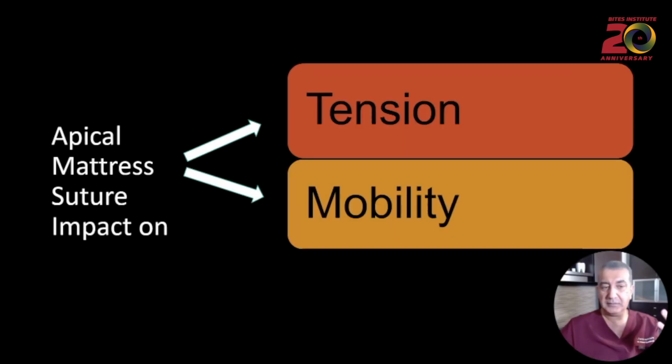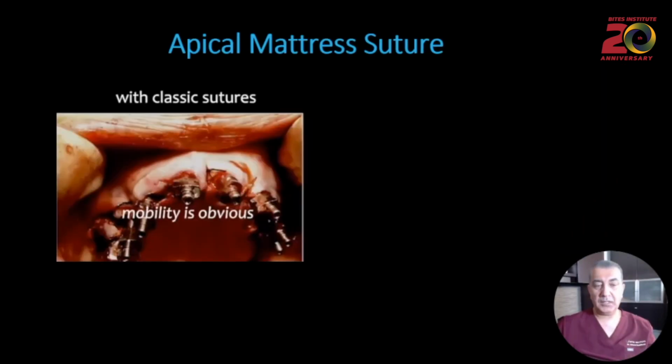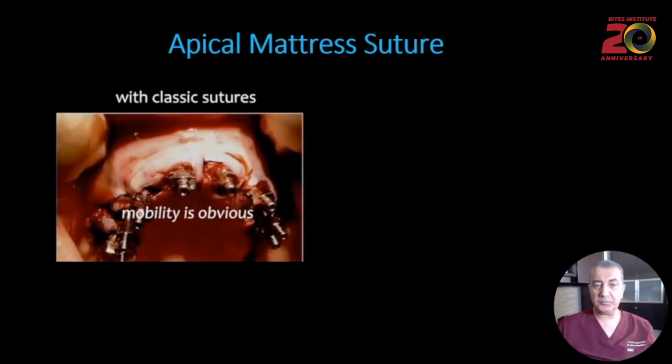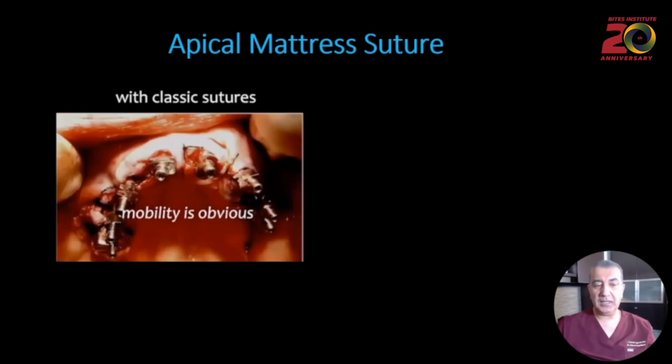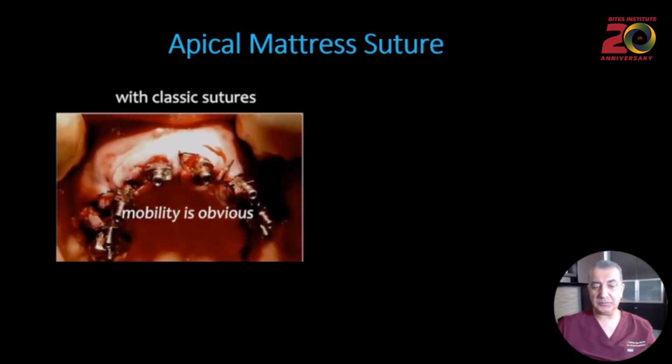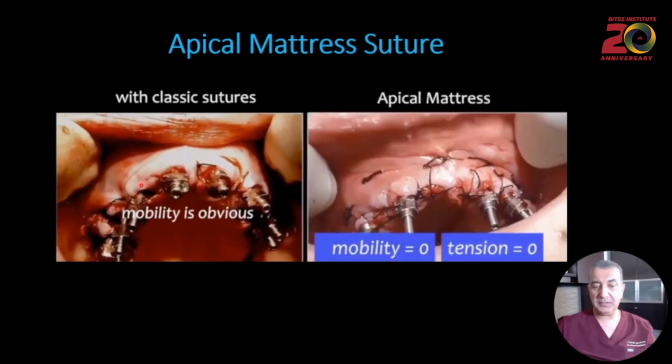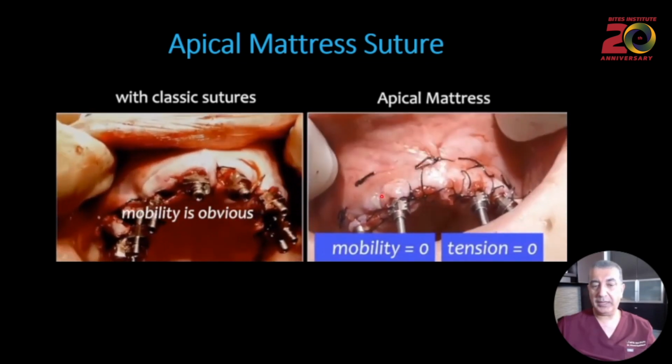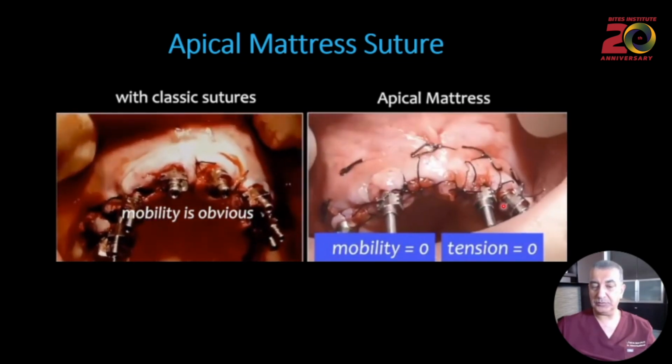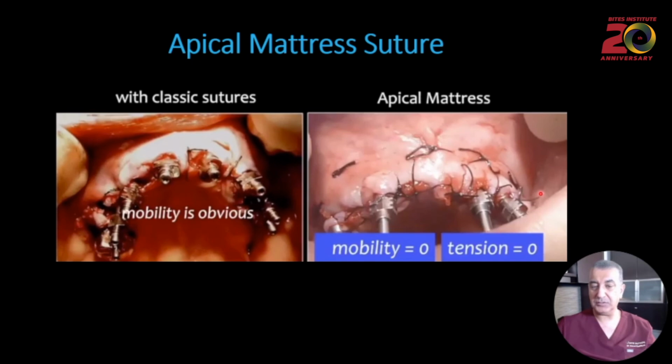So we can see that apical mattress suture has an impact on tension and mobility. We can see the advantage and the difference between apical mattress suture and classic suture. We can see the mobility is obvious here, while in the apical mattress suture, mobility is 0 and tension is 0.